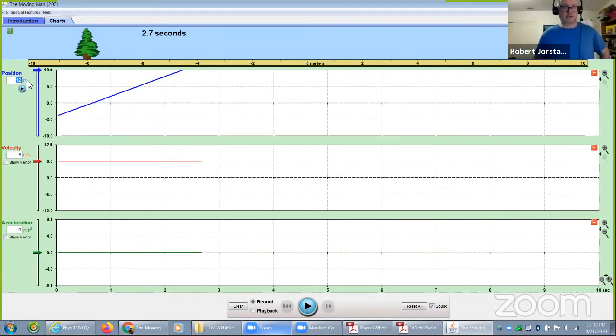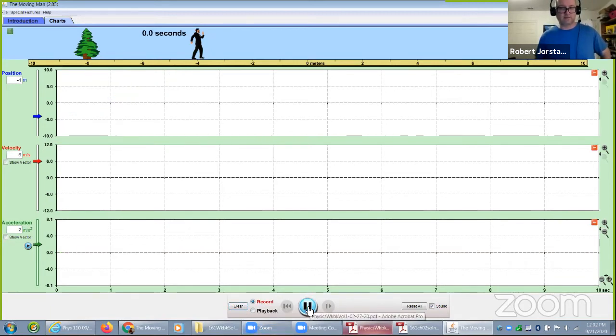And then what if we go back here? Let's say it was -4, 6, and let's say the acceleration was positive, say 2. Let's run it. What do we get? Now it's going to be increasing faster and faster. It's kind of hard to see there, so let me reset that. Let's start out even.